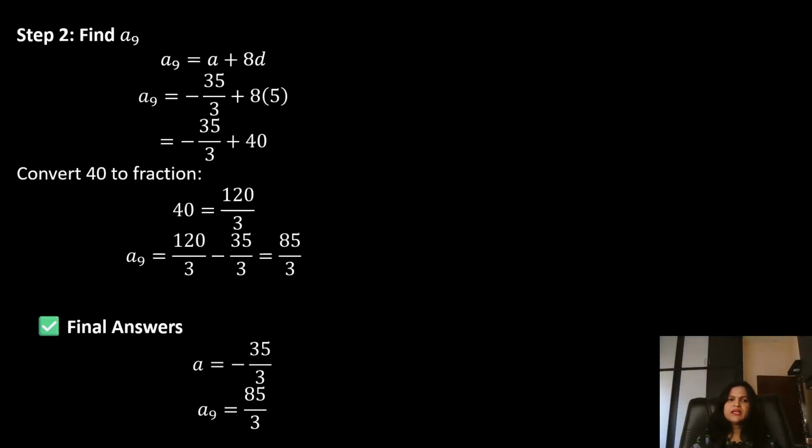Then step 2 is find a9, the last term. a9 equal to a plus, your formula is an equal to a plus n minus 1 into d. n is 9 here. 9 minus 1 is 8, 8d. That's why a plus 8d it is. a plus 8d. So a9 equal to the a value we know, minus 35 by 3, plus 8 into d, which is 5. That's why 8 fives are 40.